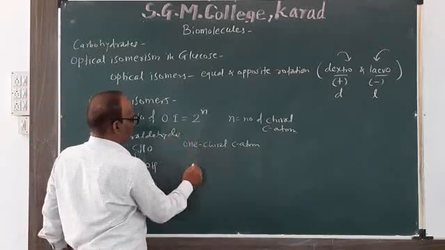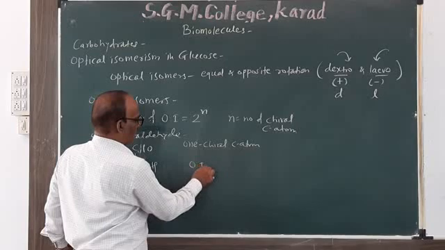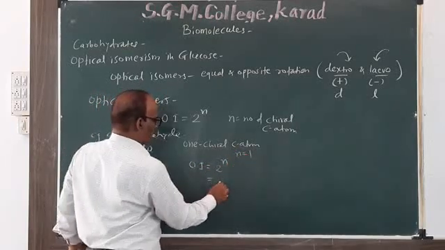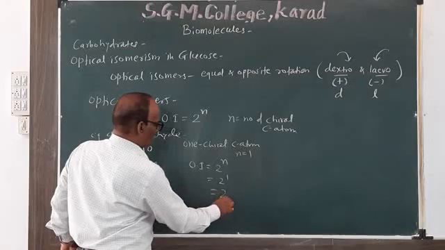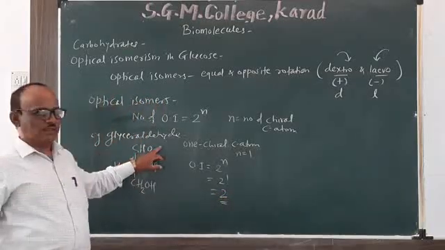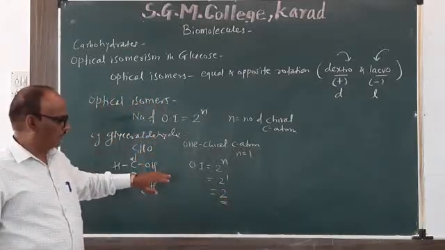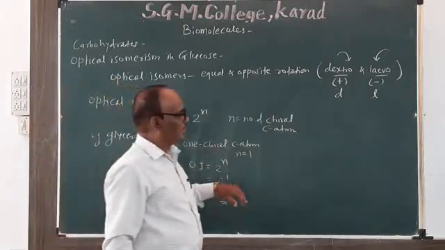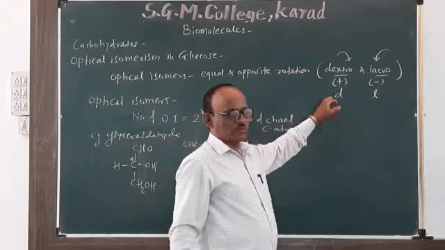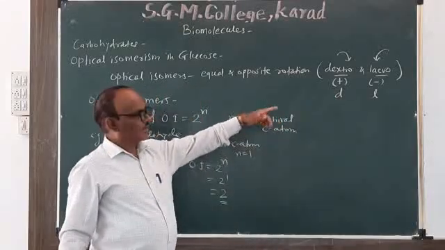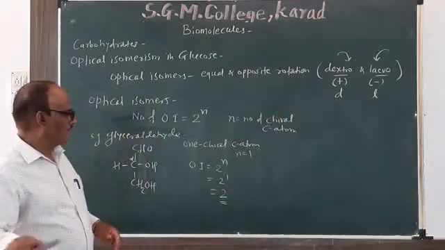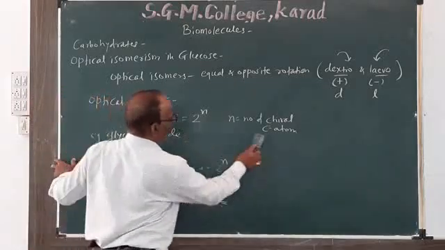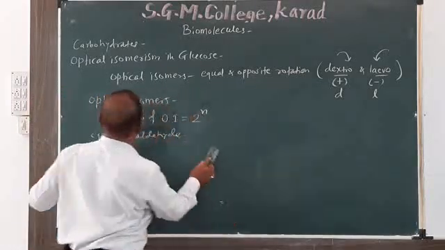So how to calculate optical isomers in glyceraldehyde? By using this formula, the number of optical isomers is 2 raised to n, and your value of n is 1. So 2 raised to 1 means 2. Glyceraldehyde has only 2 optical isomers, one dextro and the second levo. Dextro rotates in clockwise direction and levo rotates in anti-clockwise direction. Now we have to study the optical isomers of glucose.